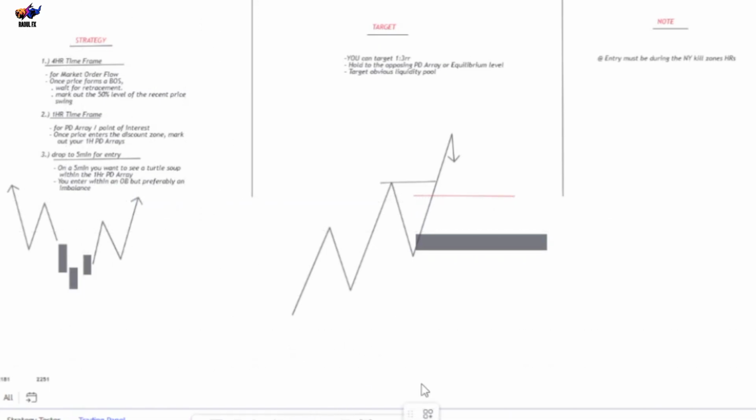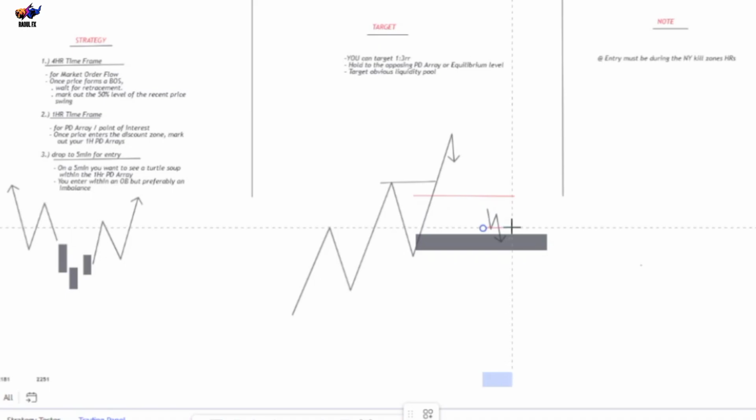So what's the total soup? This is a total soup. We have identified our PDRA, right? And so what we want to do is drop to the 5-minute. And when price starts coming down, this is what we want to see. You see price comes down, but it doesn't get to your point of interest. It retraces back a little. Then it takes out that swing low it formed, right here. This is a total soup.